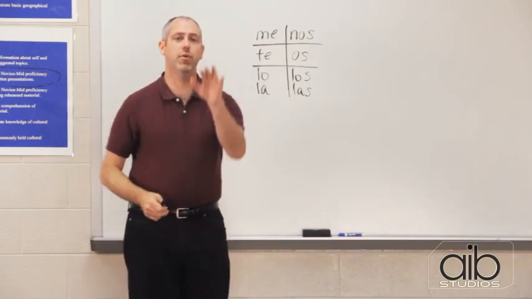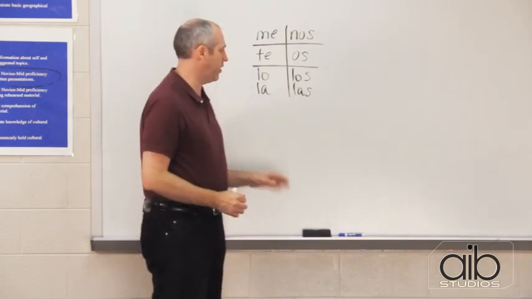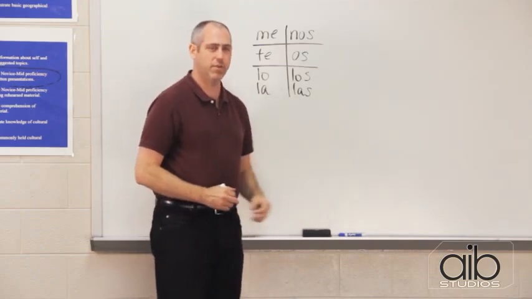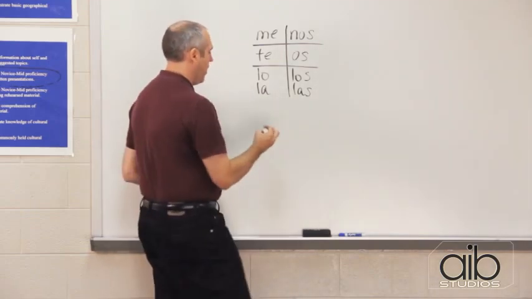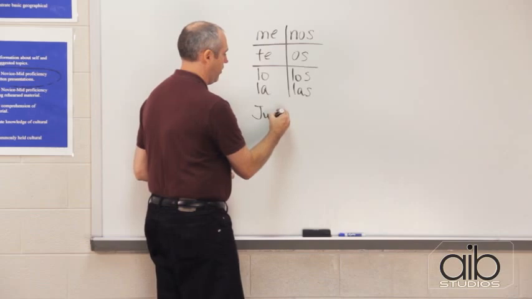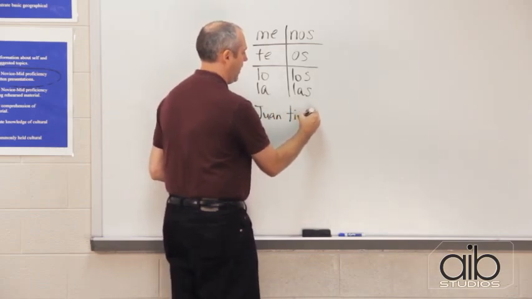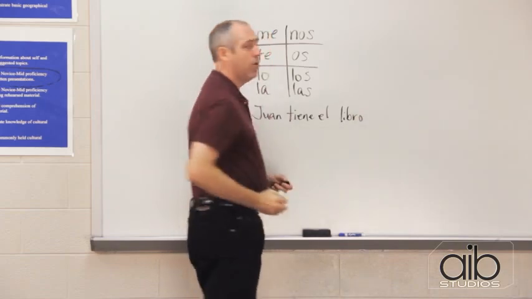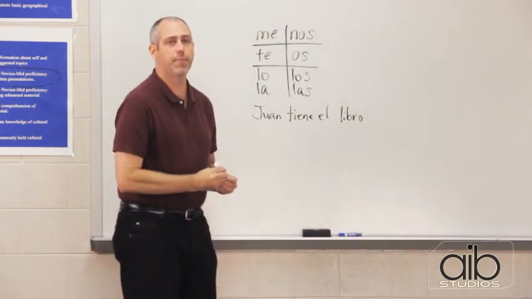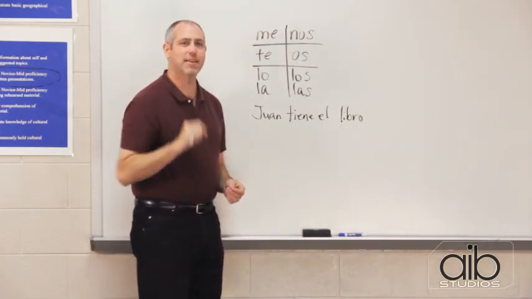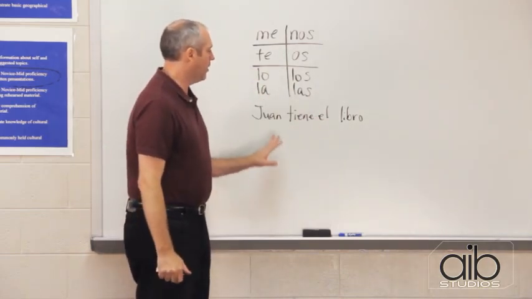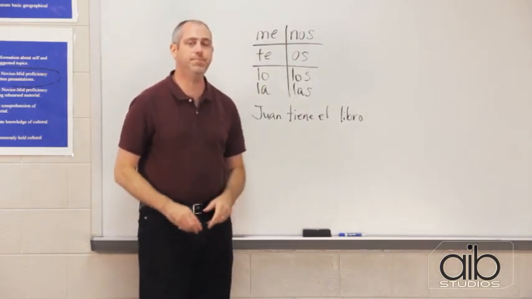So I want to give you a couple of examples real quick. I'm going to just put an example right here. Now, I'll put up about 4 just real quick and just kind of refresh your memory. Now, this first sentence, I'm going to put up Juan tiene el libro. Juan tiene el libro. Now, remember to make that T kind of, not so harsh like it is in English. Juan tiene el libro. And so Juan has the book.